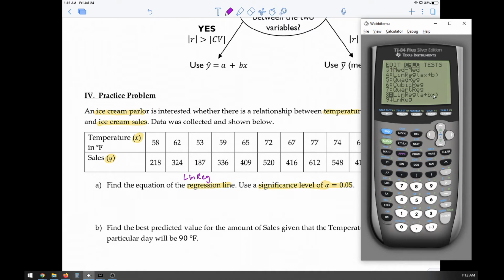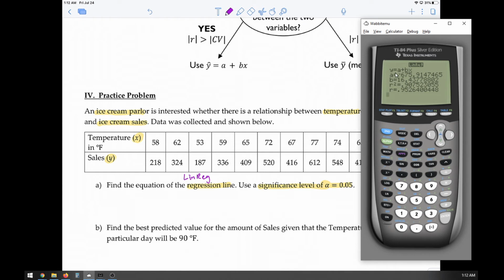So a plus bx, where the b here is the slope. The number in front of x is the slope. So go ahead and get into that habit of using the second one, this linreg a plus bx. Okay, so the x list is in L1. The y list is in L2. That looks good. Frequency list, we're not going to use that. Just leave it blank. Stored reg equation, we're going to leave that blank as well. So if you do everything correct, all you've got to do is go down to calculate and do that.